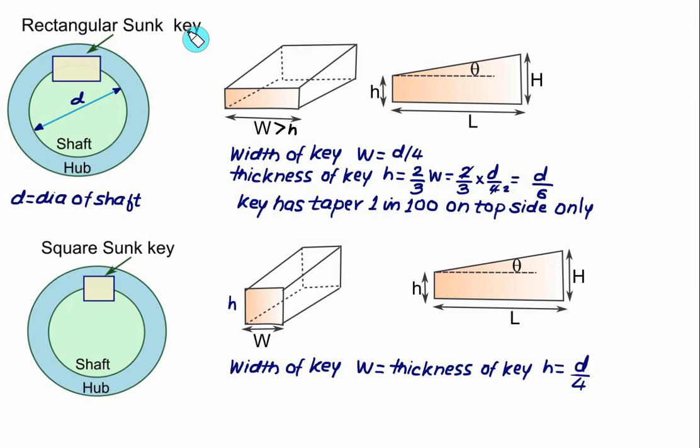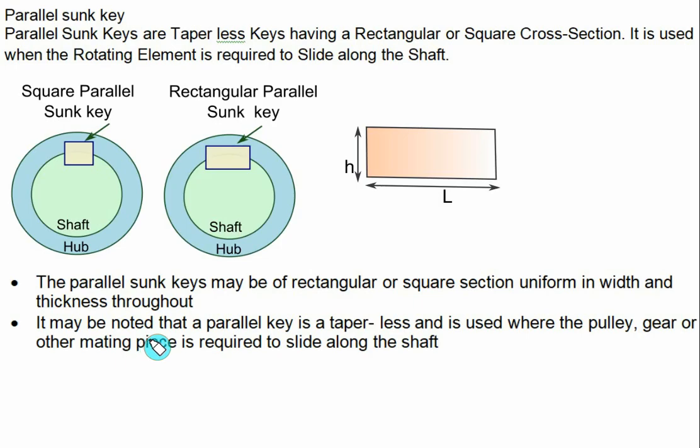But if you observe the rectangular sunk key in which we have provided the taper, the height will also change. Height is h and this height is increased to capital H. It may be noted that a parallel key is taperless and is used where the pulley, gear or other mating piece is required to slide along the shaft. That time you can think of the parallel sunk key.